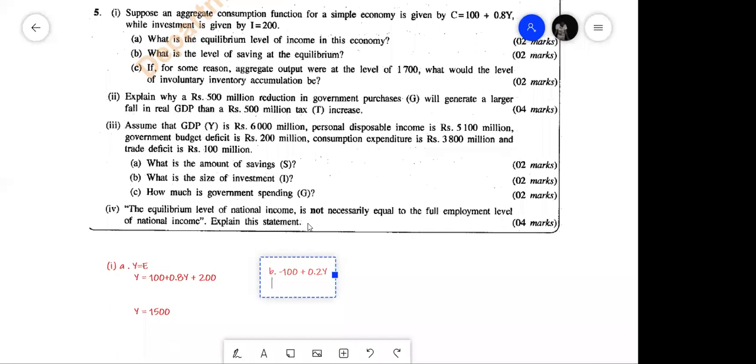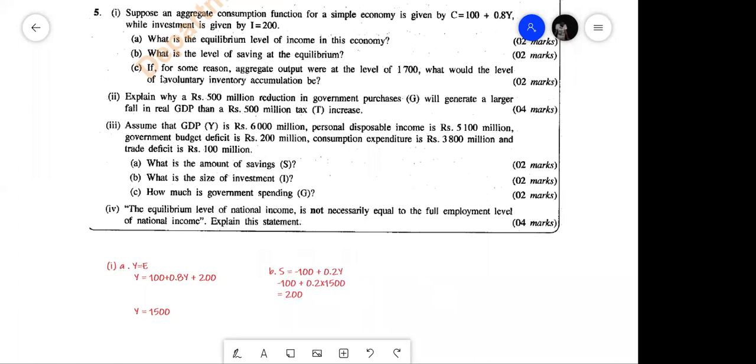Now you substitute. You found y in the previous question. So minus 100 plus 0.2 into 1500. 0.2 into 1500 is 300. 300 minus 100, you get 200. So a simple thing like that. Do that, you get your equation. You can say S equals this, and then you substitute and find. I'm just showing you the simple way.